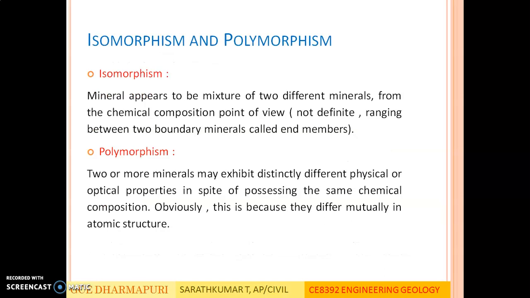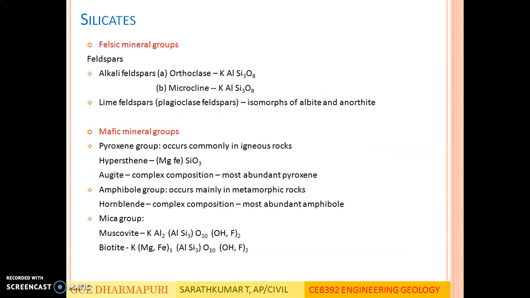So here there are two things. What is isomorphism and polymorphism? Before going into the mineral group, we have to understand these basic nomenclatures. So what is isomorphism? The mineral appears to be a mixture of two different minerals from the chemical composition point of view, not definite, ranging between two boundary minerals called end members. For example, as I told in the previous slide, in plagioclase feldspars the chemical composition is not definite. It varies from one mineral to another mineral. All the ranging chemical composition is called plagioclase feldspars.